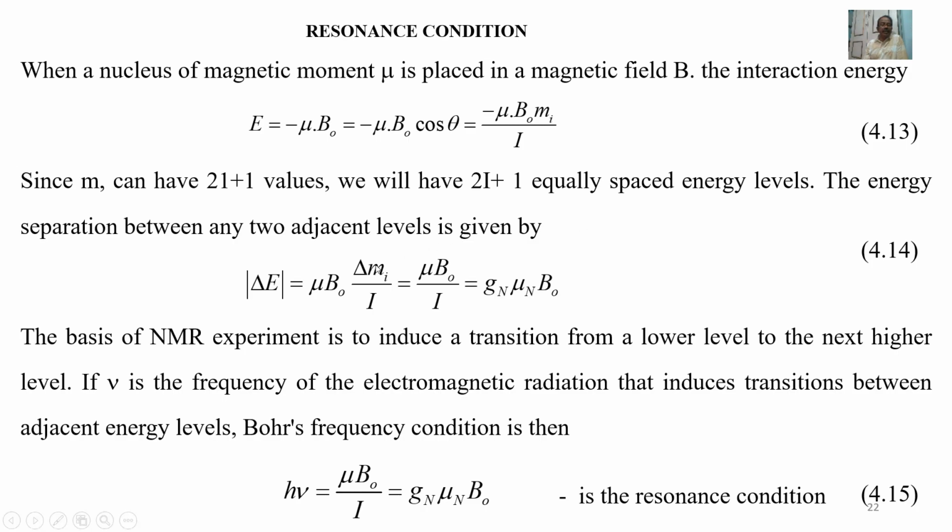The basis of the NMR experiment is to induce a transition from a lower level to the next higher level. If nu is the frequency of the electromagnetic radiation that induces transitions between adjacent energy levels, then Bohr's frequency condition is given by h nu equals mu B naught divided by I, which is equal to g_n mu_n B naught, and this is the resonance condition.